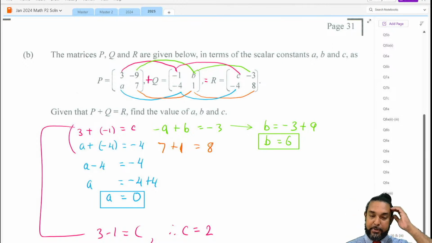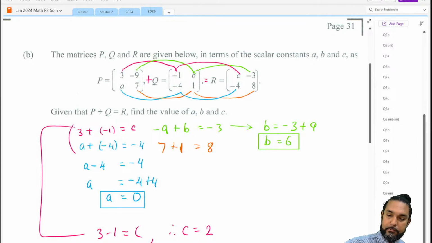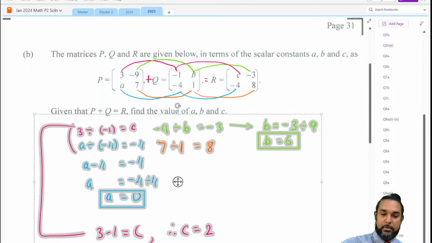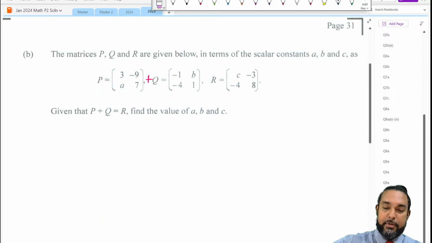Okay, are we okay with the first part of the matrices there? If it's too confusing, let me know. No, there's no problem. All right. Let's see if we can make it a little less confusing.